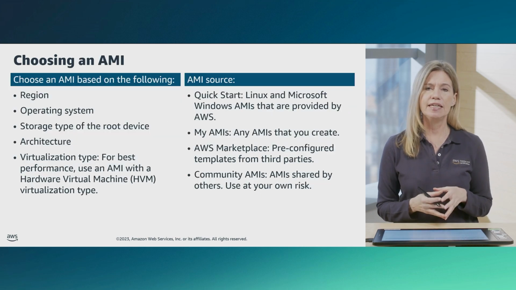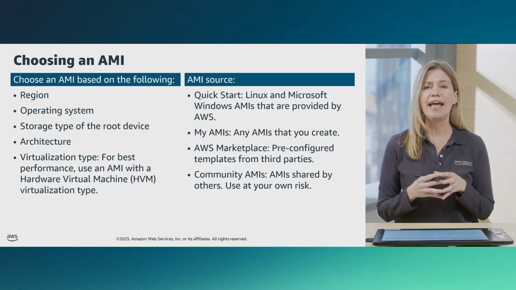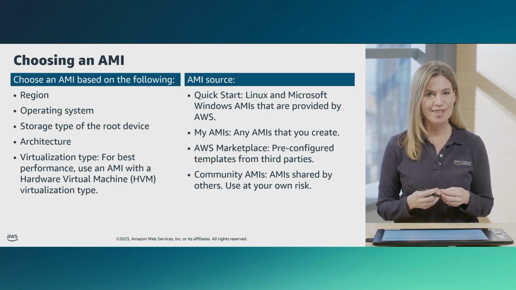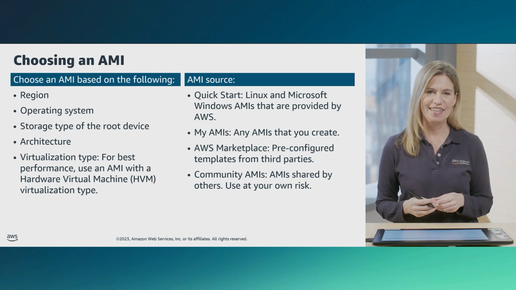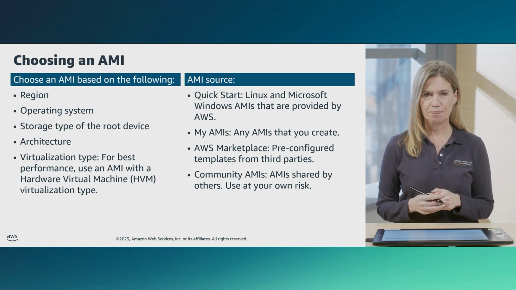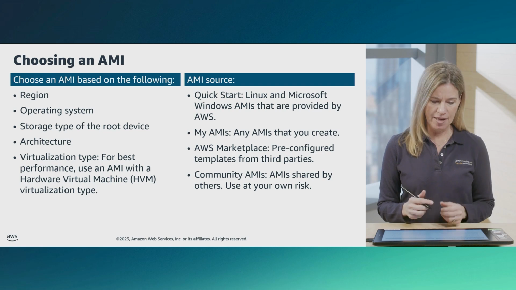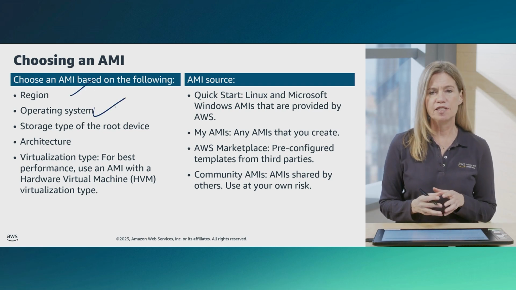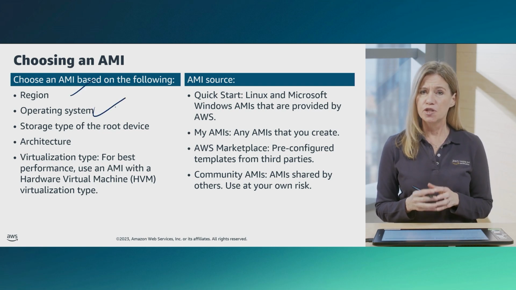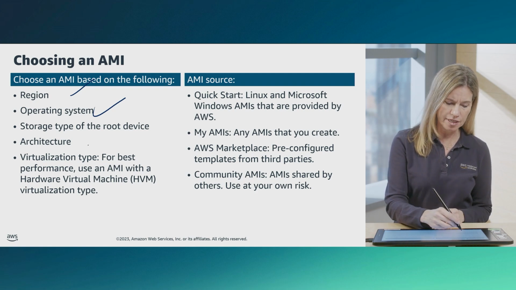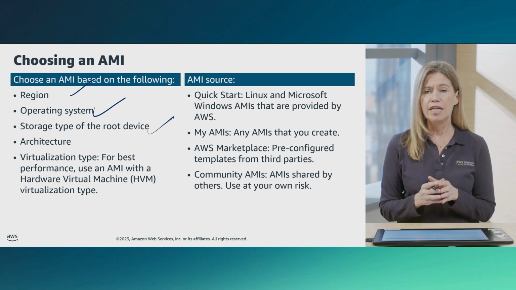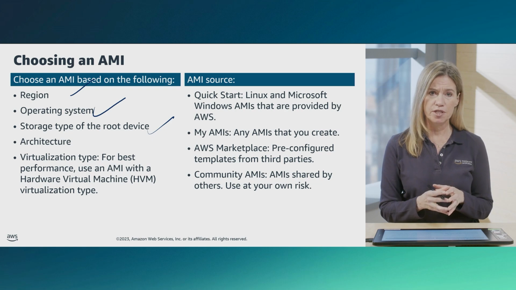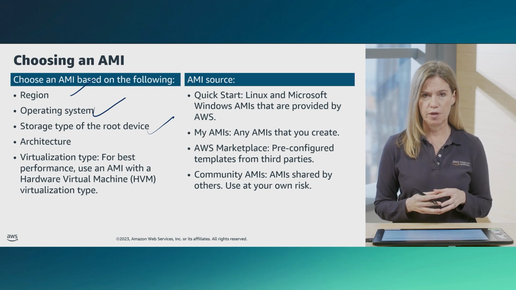This slide lists key characteristics for choosing your AMI. Refer to your student guide and the AMI types page of the Amazon EC2 user guide for more details. Here's a brief summary. Select an AMI that matches the region and the operating system you need for your instance. Choose an AMI with a storage type for your instance needs, either instance store backed for temporary storage or EBS backed for persistent storage.